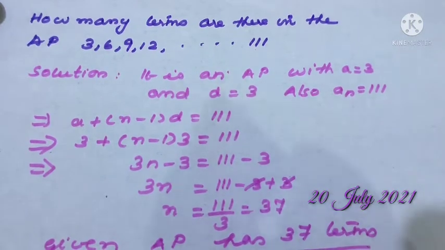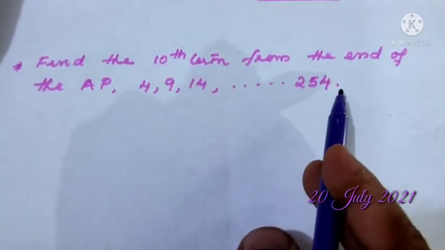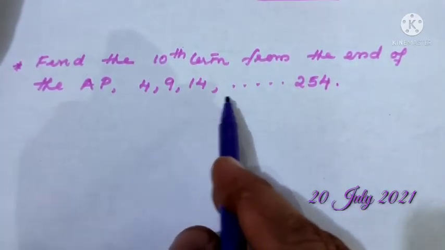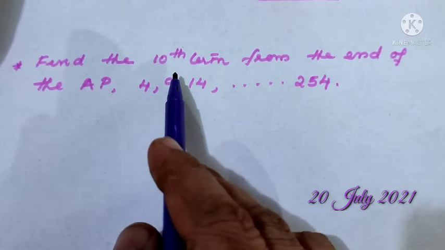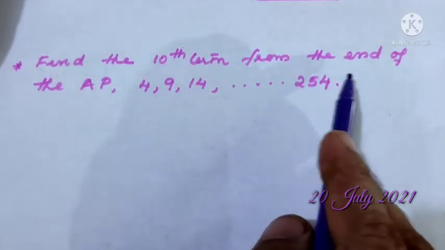So if you know the formula thoroughly, you can solve all these types of questions. Only one formula we are having: A plus (N minus 1) into D. Find the 10th term from the end of the AP 4, 9, 14, ... 254. Not directly they asked the 10th term of the AP, but the 10th term from the end of the AP.